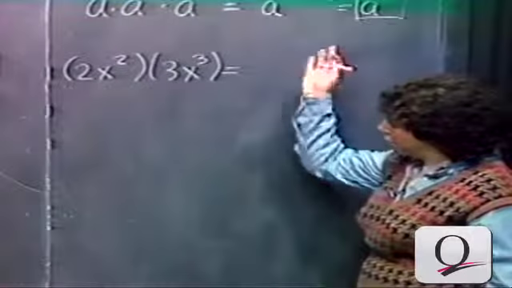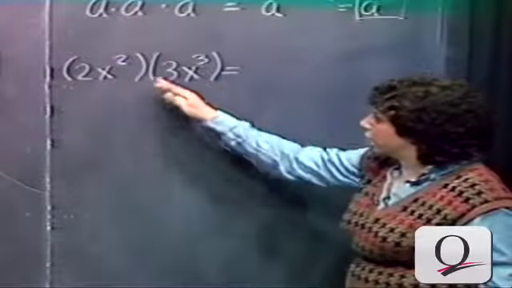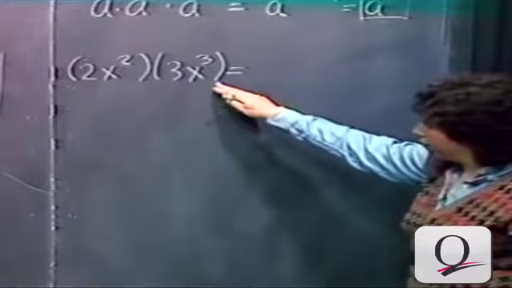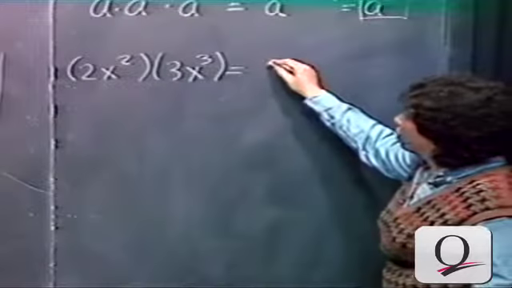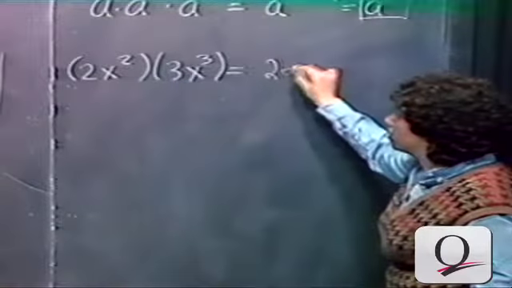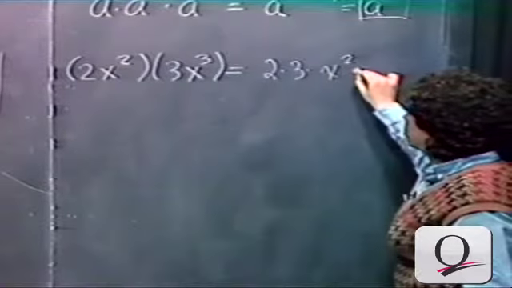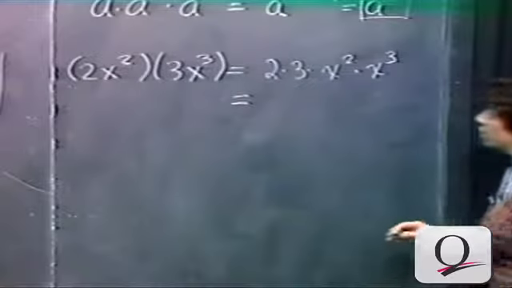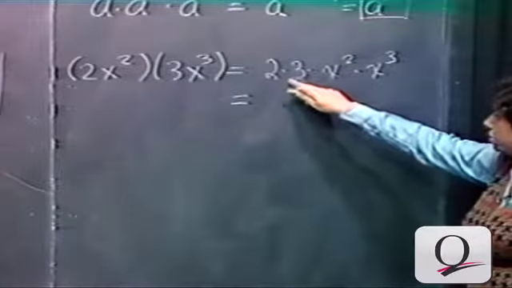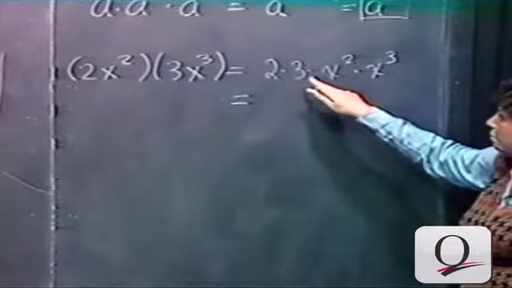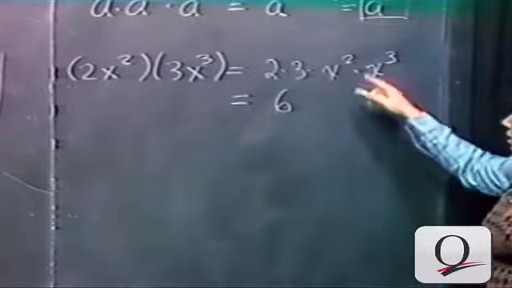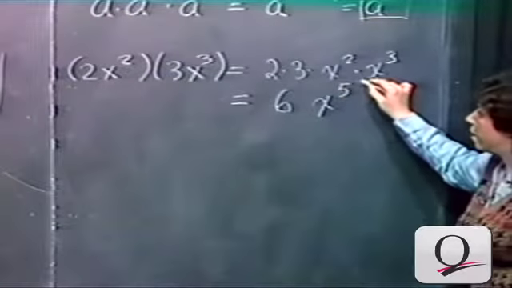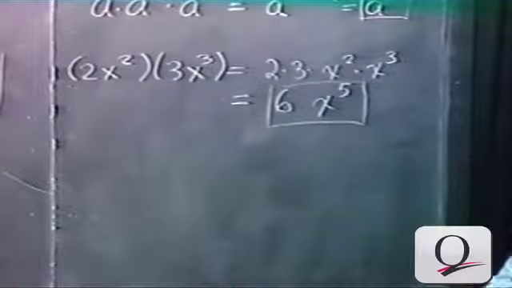Because of the various laws of commutativity and associativity of multiplication, we can rearrange the factors here so that we can write the numerical constants first, 2 times 3, then the variable terms, x squared, x cubed. So we'll write the numerical factors and then the variable factors. 2 times 3, that's 6. Now, x squared times x cubed would be x to the 2 plus 3, or 5th power. So the answer here would be 6x to the 5th power.